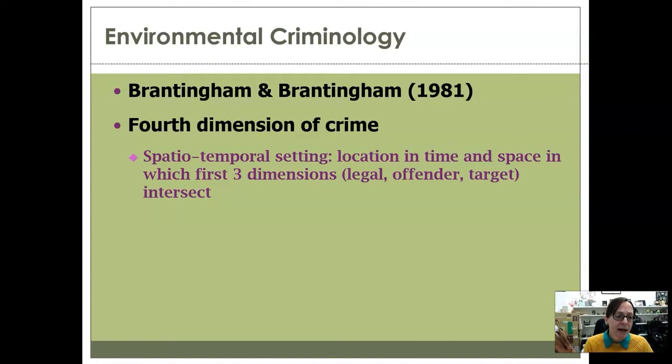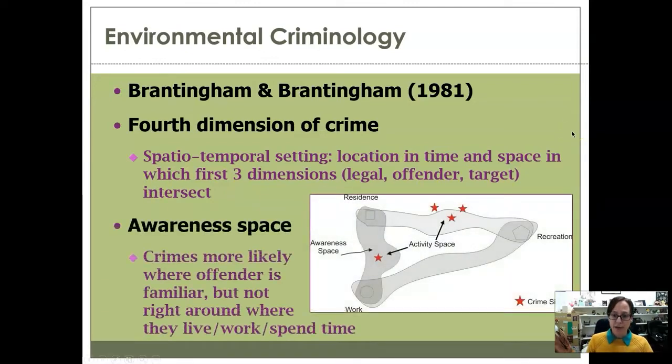This can affect the commission of the crime, how the crime progresses. It can affect the outcome of the crime as much as any offender or victim specific variable. This was the crux of environmental criminology, this idea of the spatiotemporal elements. The Brantinghams talked about an awareness space that develops. Through day-to-day activities, everybody develops an awareness space. Criminals and non-criminals alike, we develop this idea where we are familiar with an area.